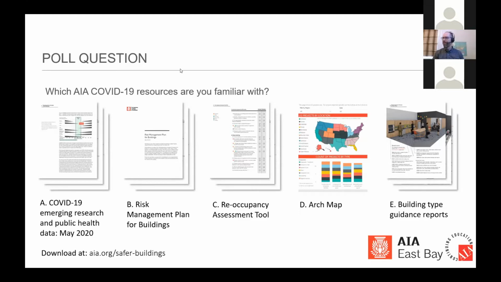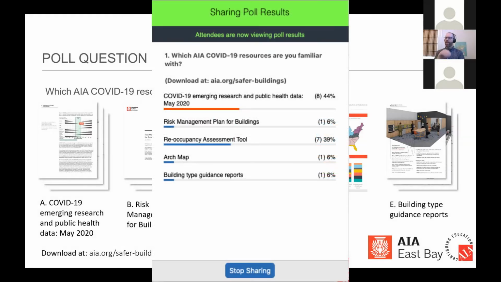So we're getting some voters in here. Looks like a lot of folks so far are familiar with both public health data and the re-occupancy assessment tool. So it's good to know. Yeah, and I guess as we continue to vote, on the next slide we'll be talking about what these things are.